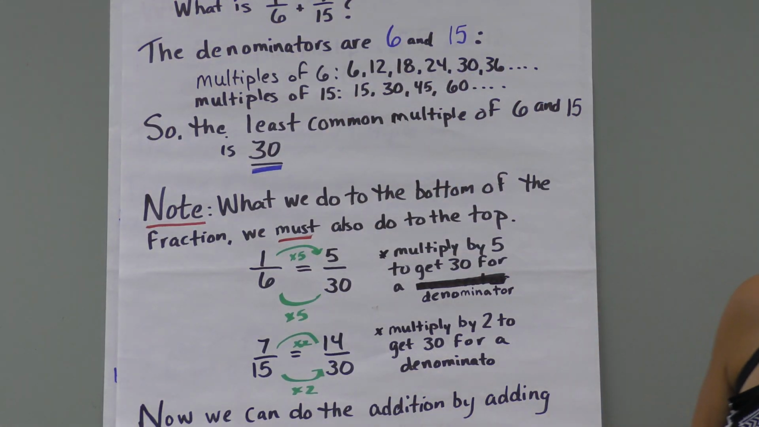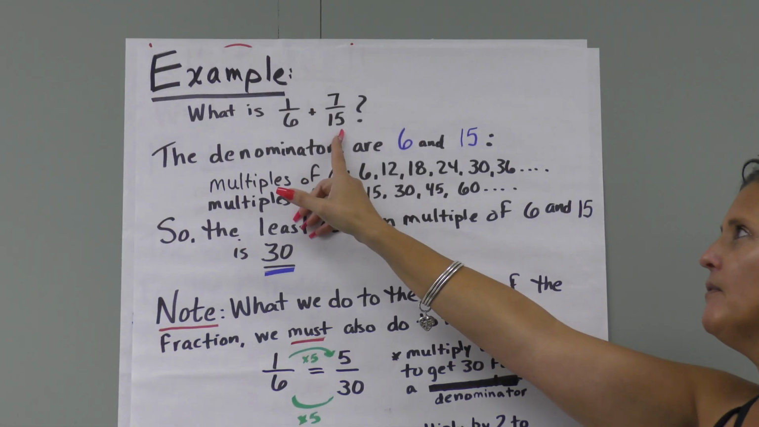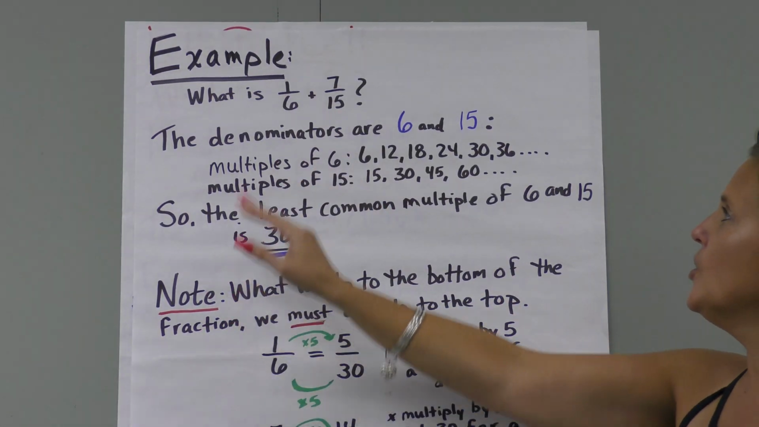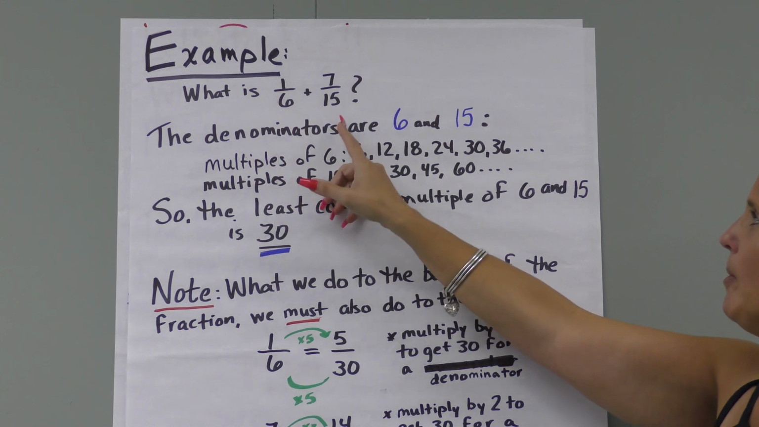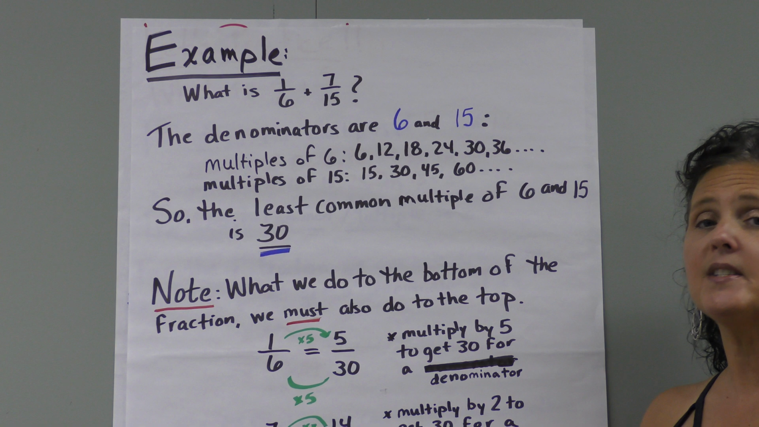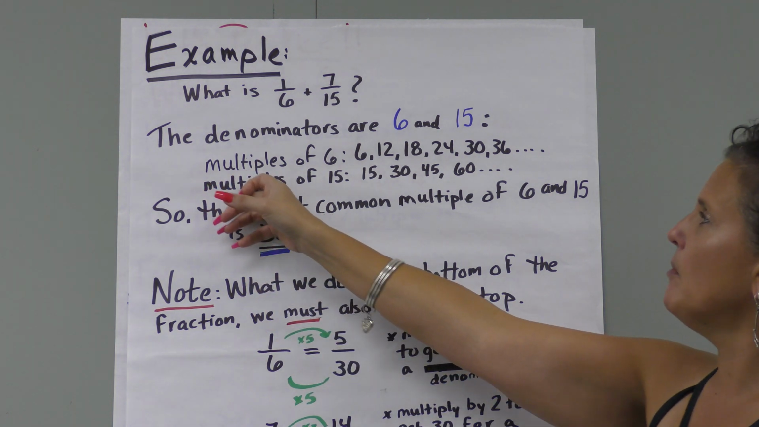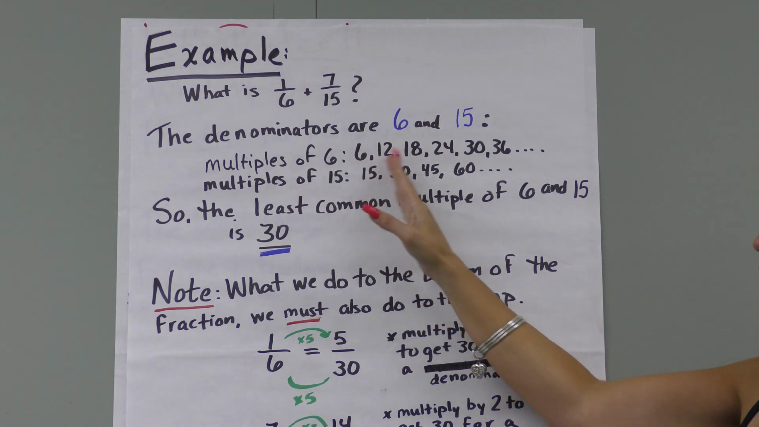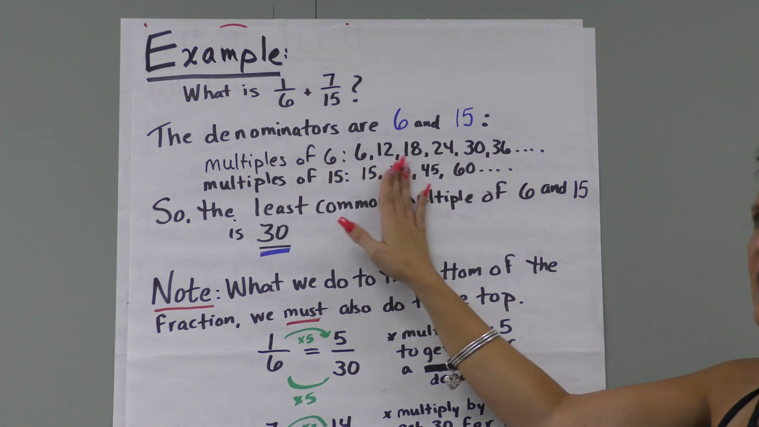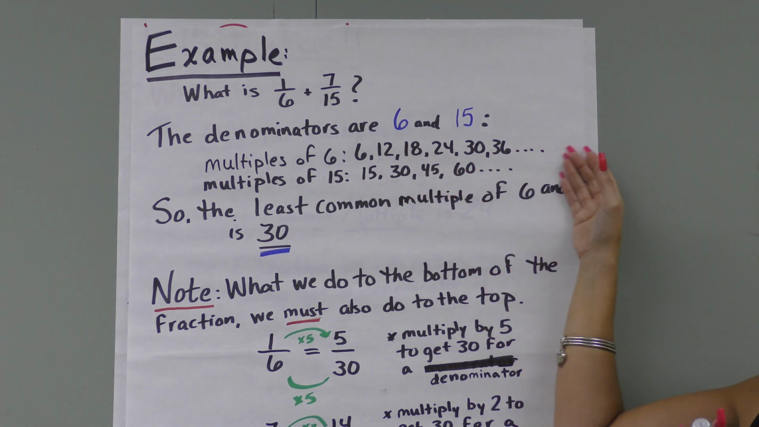Let's look at this example. What is 1/6 plus 7/15? The denominator here is 6, and the denominator here is 15. So let's search for the least common denominator the same way we did the others, by listing the multiples. So we have to list the multiples of 6. So we're going to start again, just like your multiplication tables, 6, 12, 18, 24, 30, 36, and so on.